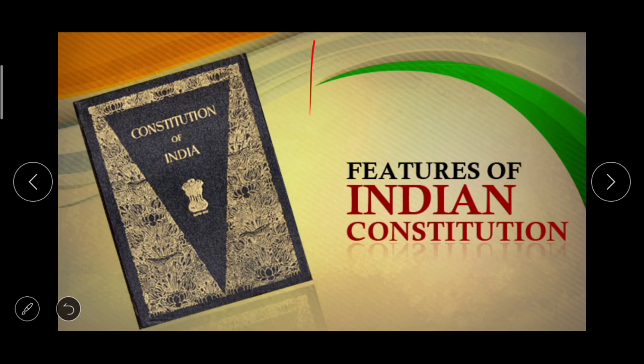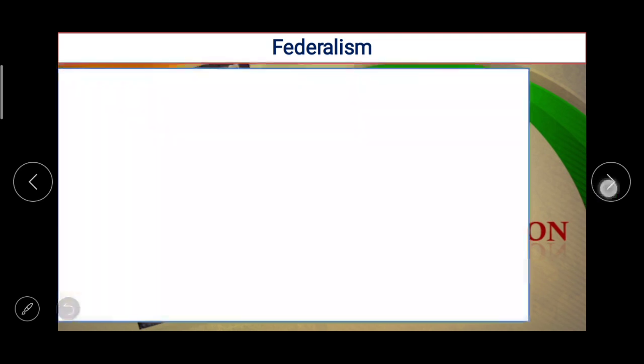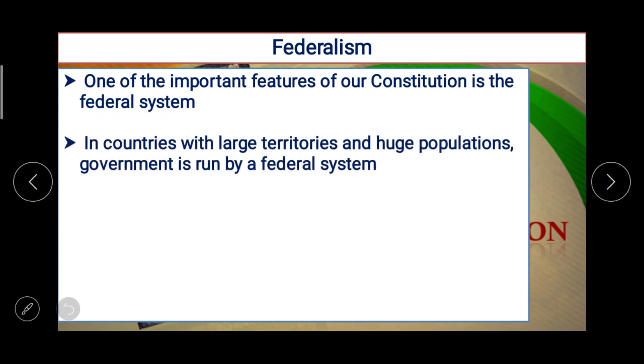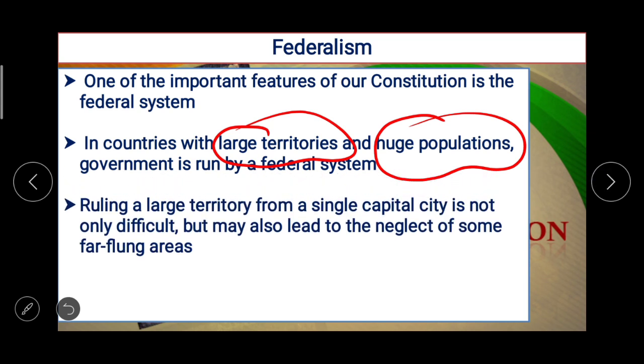features of the Indian Constitution. Now, in this, the first one is federalism. So, the concept of federalism is what? One of the important features of our constitution is the federal system. In countries with large territories and huge population. Now, our country India has a large territory and also a huge population. So, in countries with large territories and huge population, government is run by a federal system.